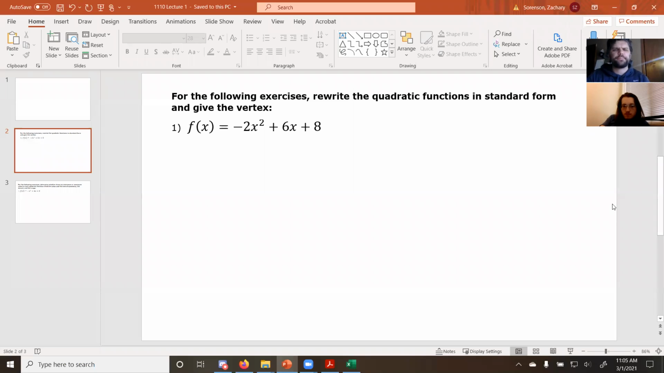Okay. I believe this is 4.3. I sometimes get muddled on the actual section number, but it is vertex form. That's essentially what we're going to be doing in this section. That is the focus of this section.